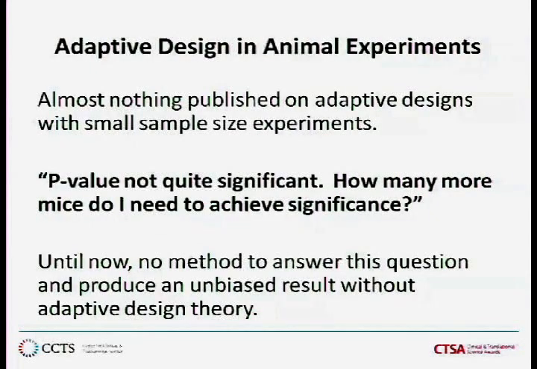But we came at it from a different perspective, trying to address this question that we get often enough, which is, my p-value is not quite significant. How many more mice do I need to achieve significance? Surprisingly, there's no answer to that, or there hasn't been an answer to that question. Not an unbiased answer, anyway. You can't just add more animals, throw it together with the data you had in the first experiment, and now say, I control type 1 error.